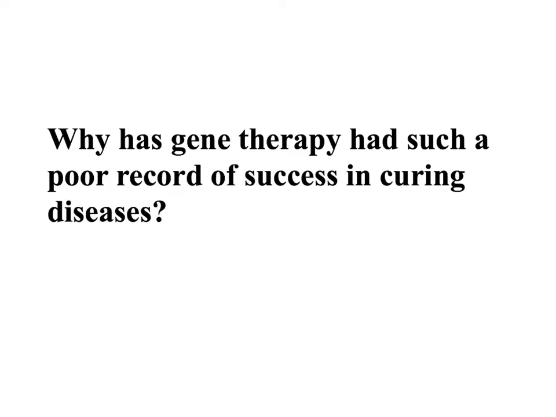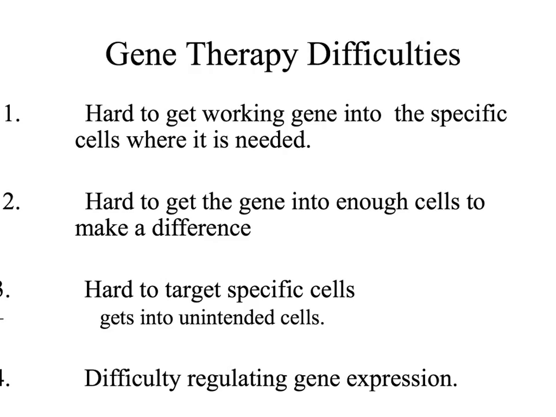We've mentioned that gene therapy has good success for preventing and detecting diseases. However, it's important to look at why gene therapy has such a poor record of success in curing diseases. There are 4 major reasons that gene therapy has difficulties. 1, it's hard to get working genes into the specific cell where it is needed. This process is very complicated, and often we wind up with genes going in the wrong direction. Second reason is it's hard to get a gene into enough cells to make a difference.